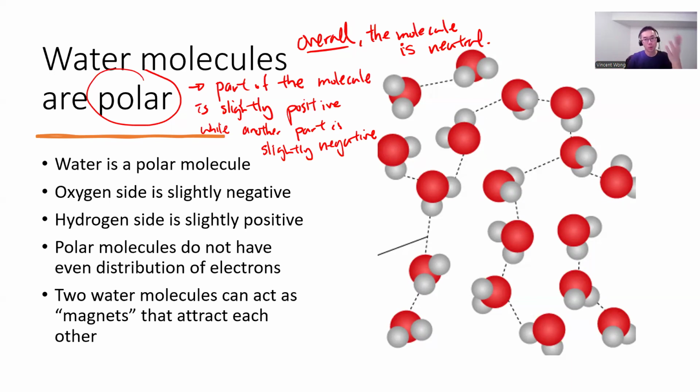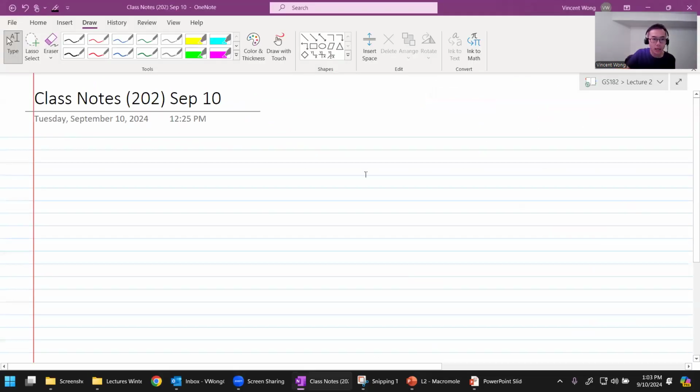So when we say something is polar, the whole molecule is neutral. The whole molecule has an equal number of electrons and protons. However, the distribution of these electrons is not even on the molecule. It's not uniformly distributed. So the electrons tend to be pulled towards one side of the molecule more than the other, making it slightly negative in that location. Let's draw it out to see.